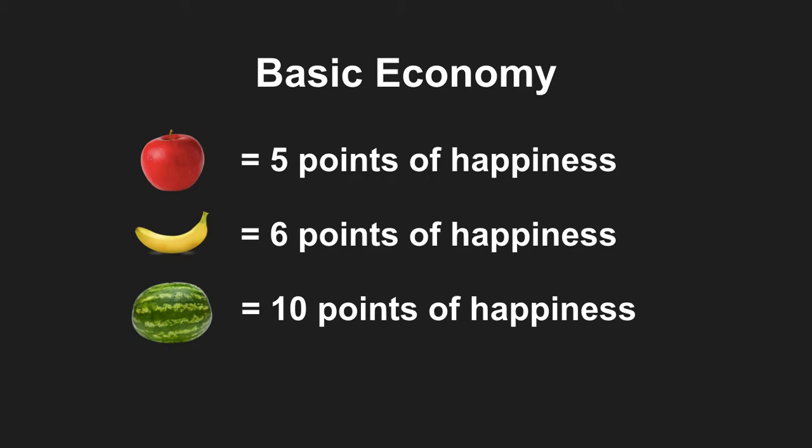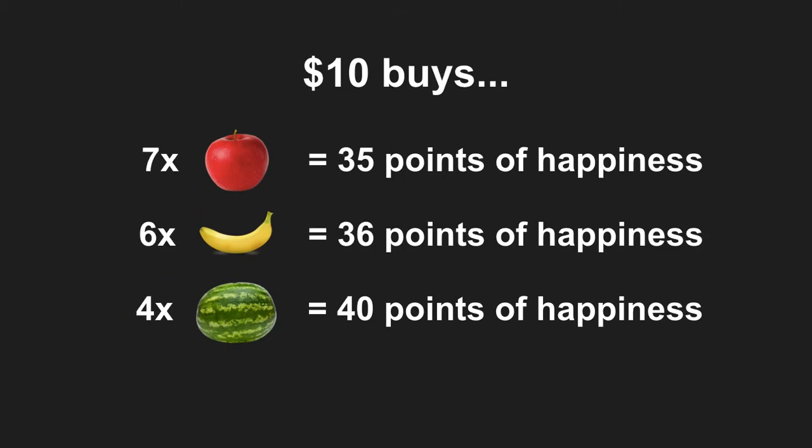Think about the following scenario. You receive 5 points of happiness when you buy an apple, 6 points of happiness when you buy a banana, and 10 points of happiness when you buy a watermelon. If $10 can buy you 7 apples, 6 bananas, or 4 watermelons, which would you choose? You would optimize for your happiness given the fixed cost, so you'd choose the watermelons.